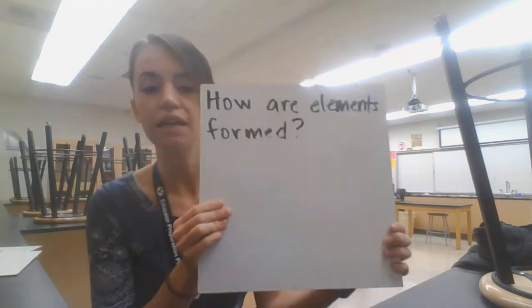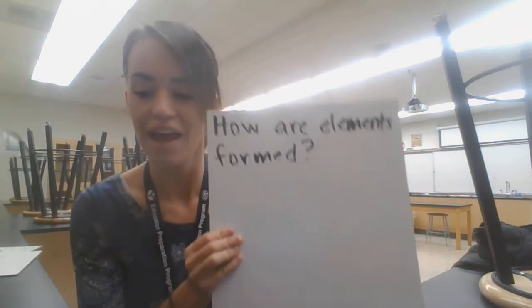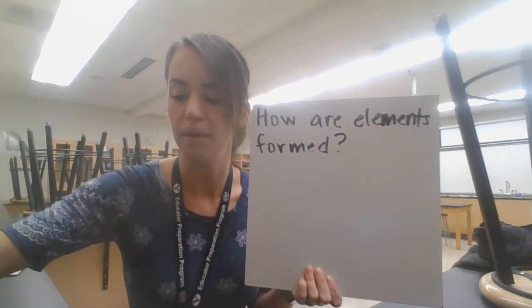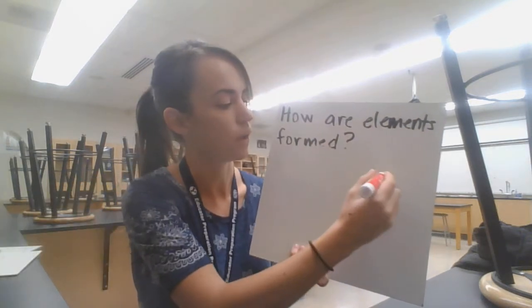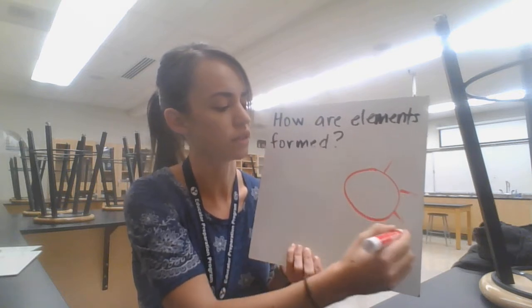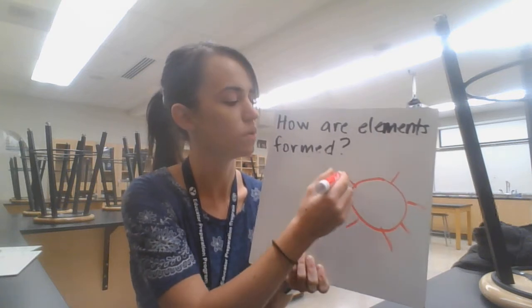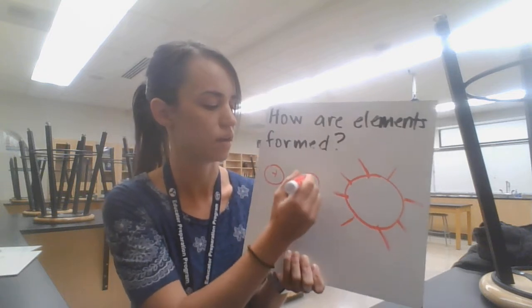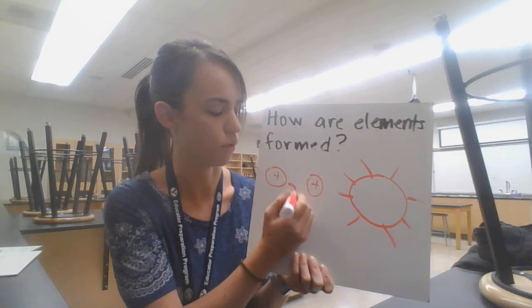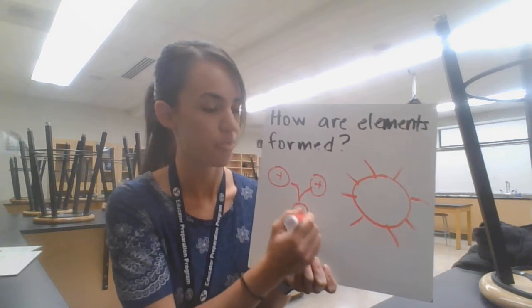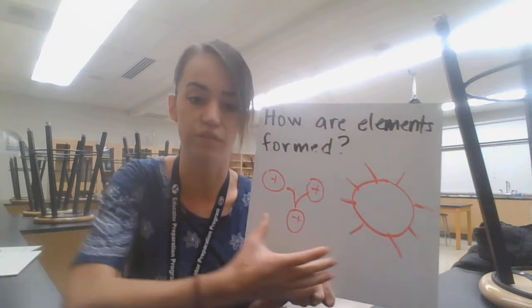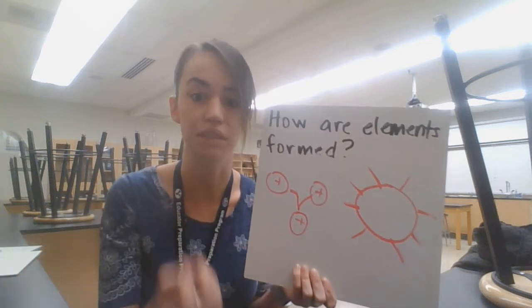All right, the final thing we're going to talk about is how elements are formed. We talked about fusion, the coming together of two, and how that happens on the sun. So elements are actually formed on our sun, because again, there's so much light and heat that it's able to cause two different nuclei to come together to form one. On the sun or other stars we can see elements form, and they can fuse together and become different elements.